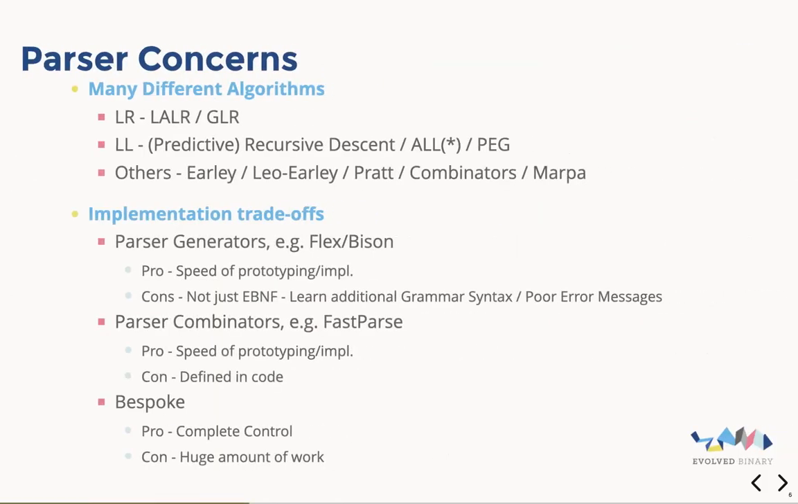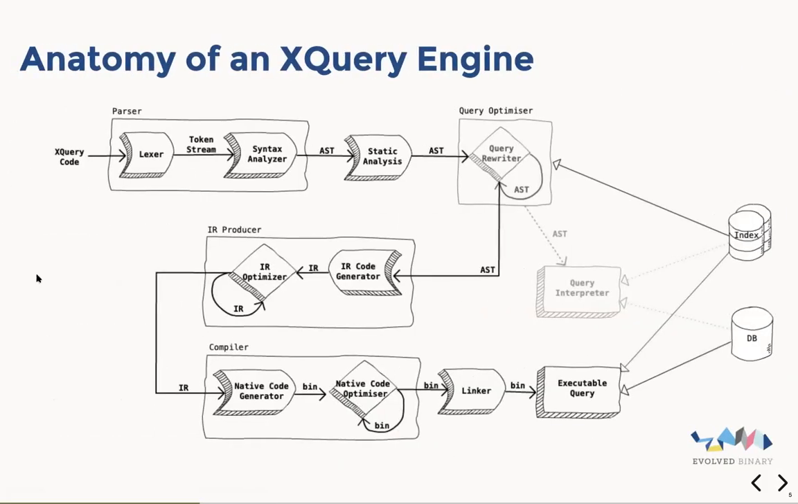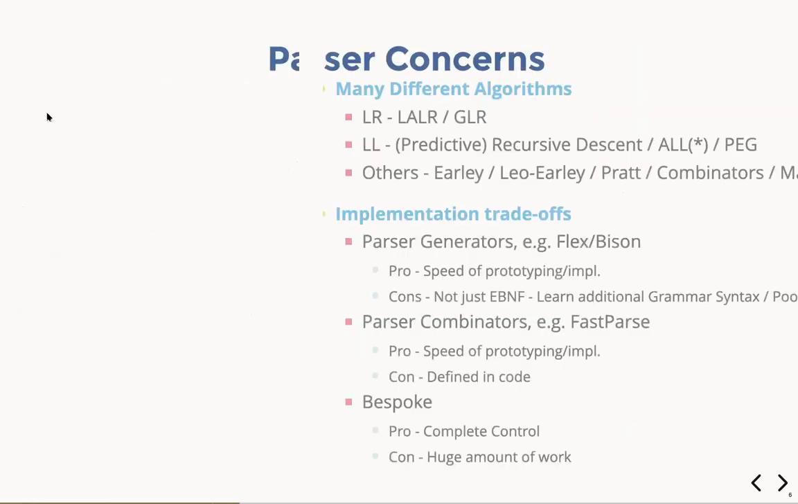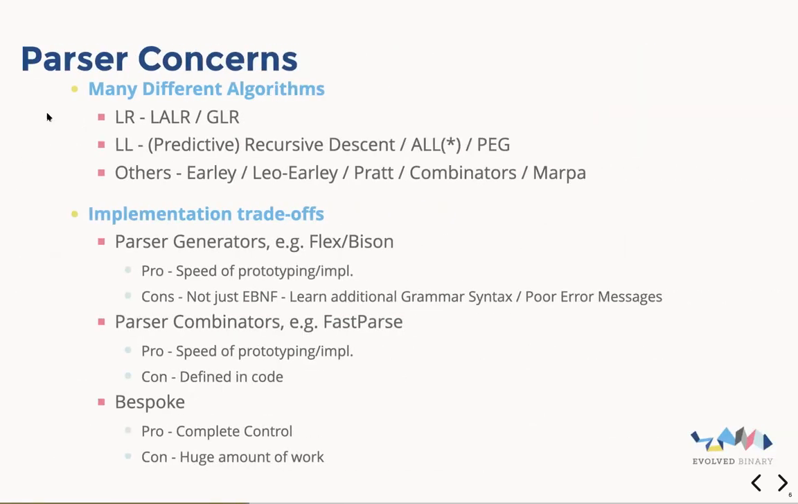Okay, so what we want to do is create a new XQuery engine for FusionDB. And we've looked at some of the requirements that we have. So based on our anatomy, the first thing that we need to think about is the parser. With parsers, there are lots of different options out there. They predominantly fall into three categories, which is LR or LL, and then a few other ones that offer different interesting algorithms.